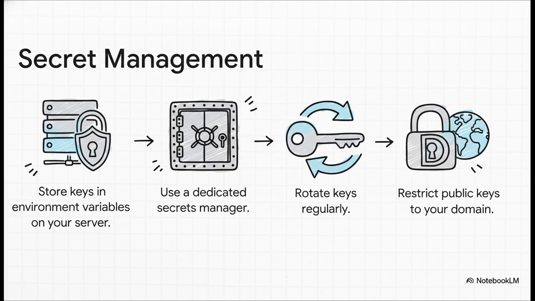Now, the BFF is crucial, but it's part of a bigger security mindset. You should always follow these best practices. Never, and I mean never, type a secret directly into your code. Instead, store it in something called an environment variable on your server. For serious projects, use a dedicated tool like AWS Secrets Manager. And please, rotate your keys regularly. That way, if one ever does leak, the window of opportunity for an attacker is small.